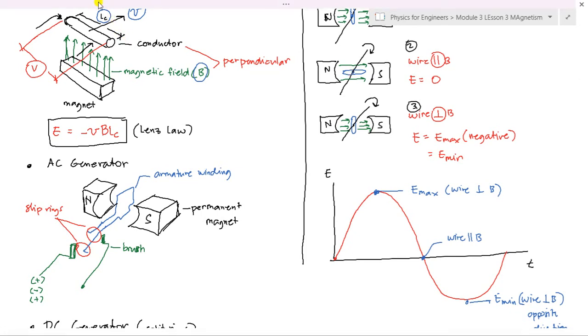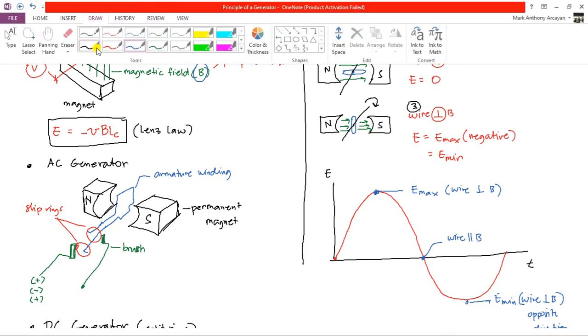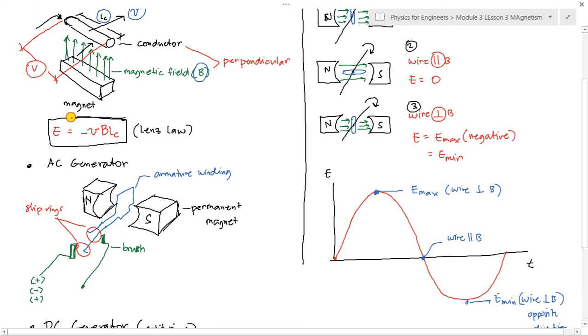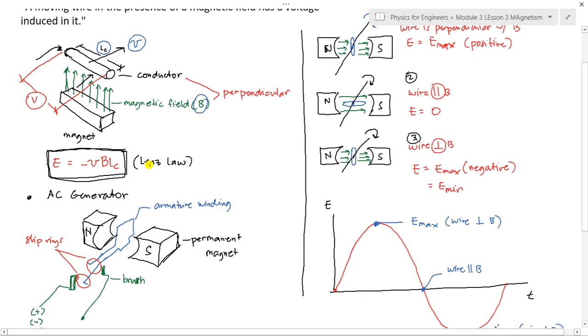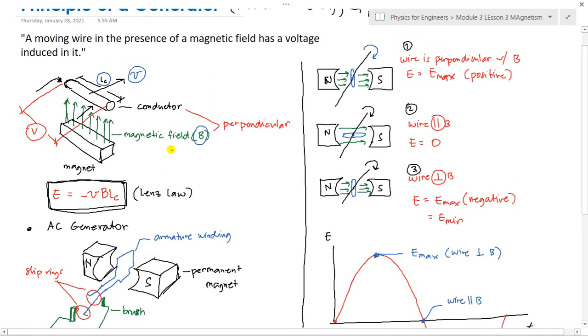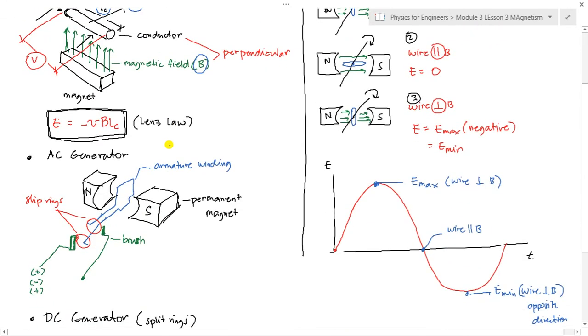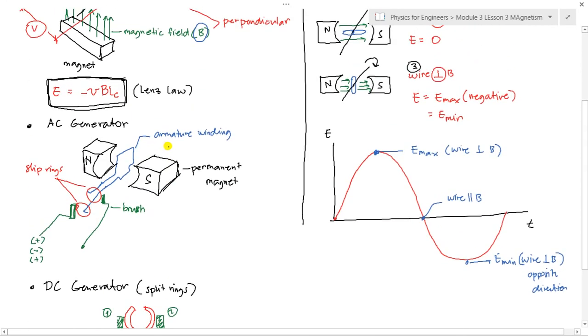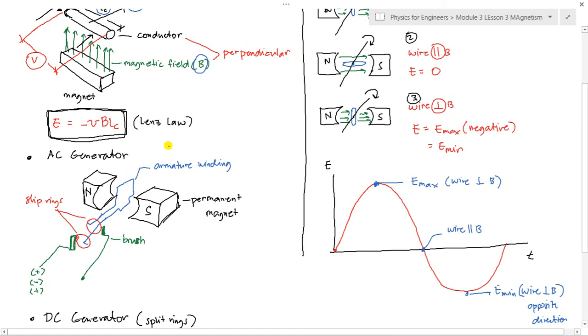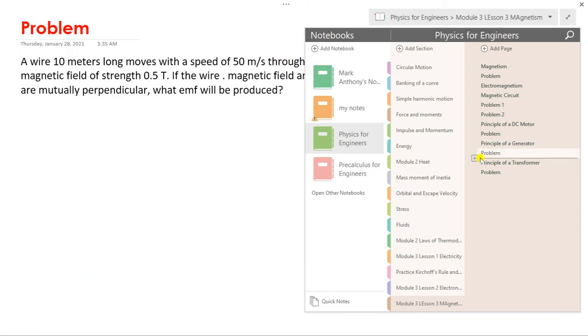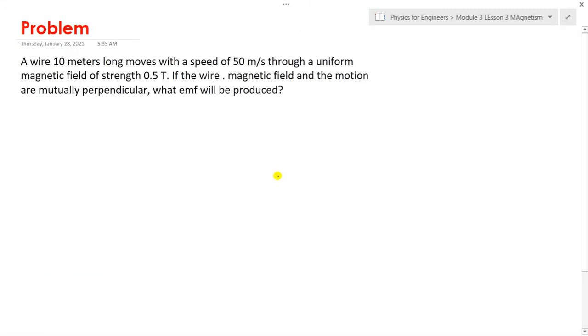Again, ang formula nga nag-govern sa generator is E is equals to negative velocity times magnetic field times the length of the conductor. And see to it that the conductor and the magnetic field should be perpendicular to each other in order to achieve a maximum value of our E. Okay, so naipang otan na ni? Okay, so let's proceed to some problems.